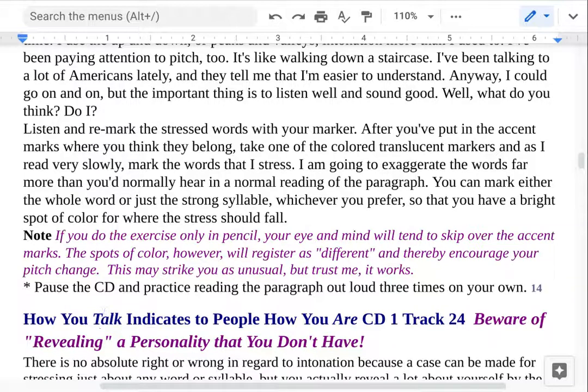Note, if you do the exercise only in pencil, your eye and mind will tend to skip over the accent marks. The spots of color, however, will register as different and thereby encourage your pitch change. This may strike you as unusual, but trust me, it works.